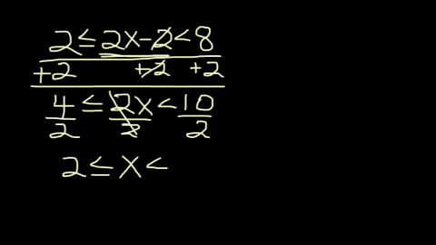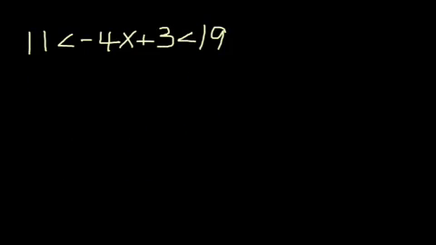And we have solved this compound inequality when we do 10 divided by 2, and it's read x is between 2 and 5, including 2. Fairly simple compound inequality that involves the word "and". Let's try one more of those. Here's another one that involves "and".